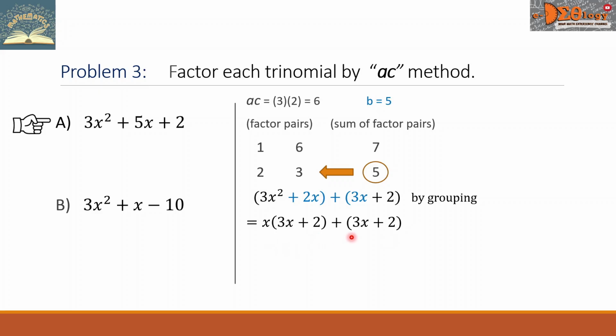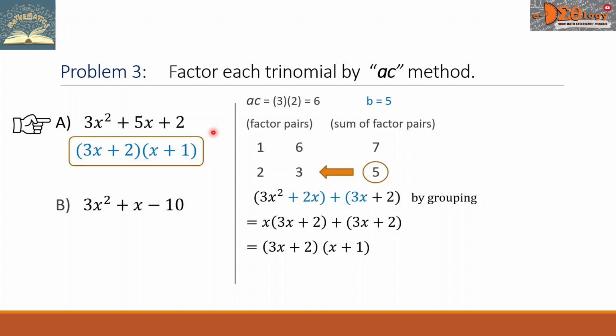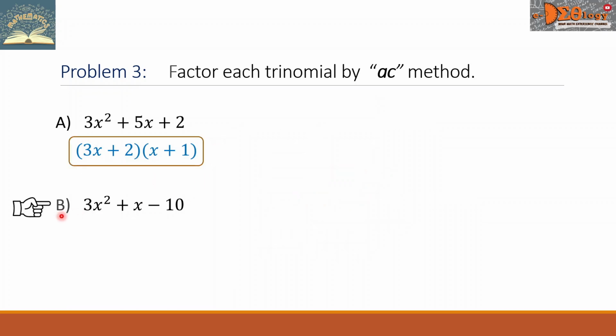Then we have two big groups, and the binomial 3x plus 2 is common. We can pull it out times this x and then plus 1. We copy this answer below problem A. Let's go to B, 3x squared plus x minus 10.